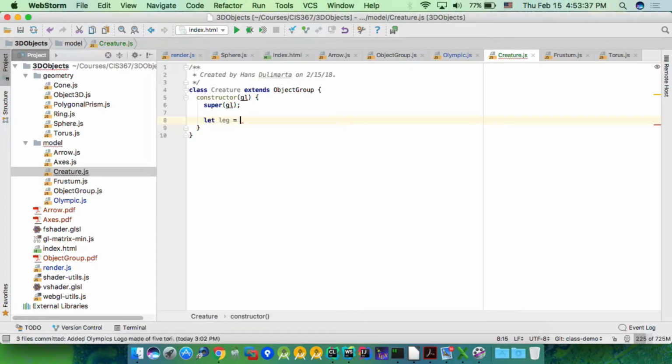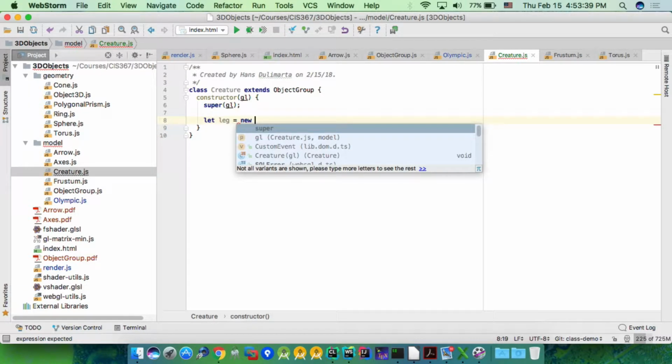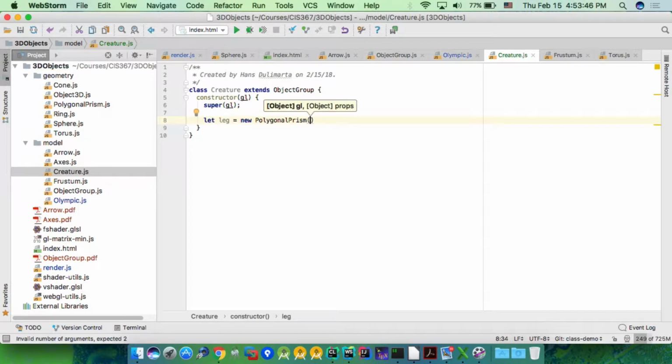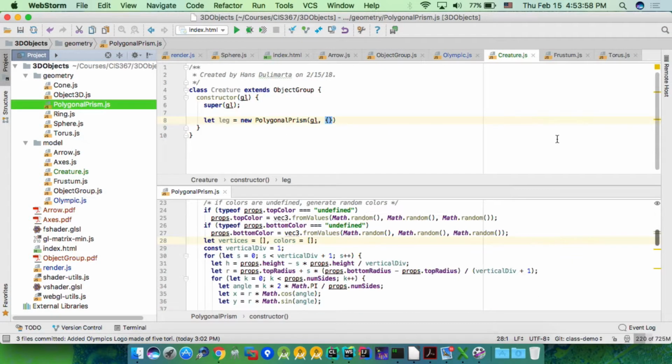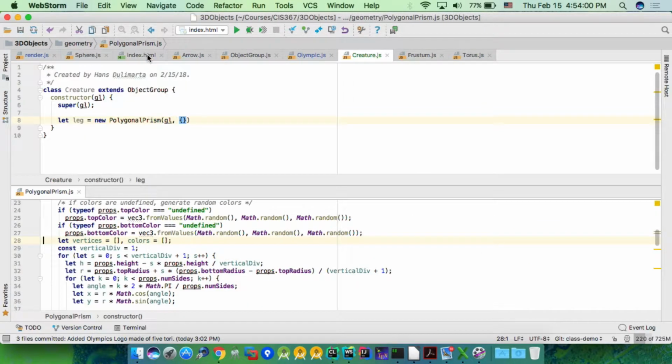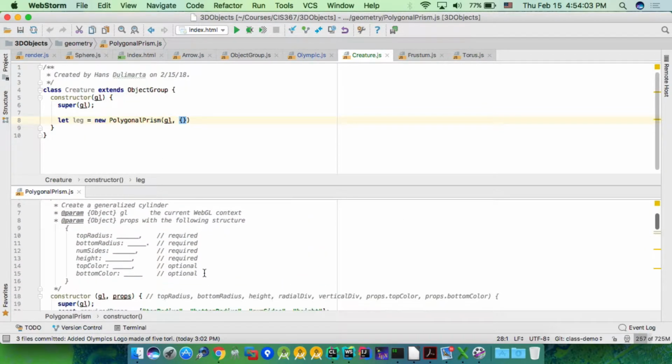Let's call it leg. And what class should I use for the leg? I don't have a cylinder, but I do have the polygonal prism, right? Just give it lots of sides. And what are the parameters? I don't remember. So let's take a look at the class, and I'm going to move it down so we can see both on the same screen. The required arguments will be top radius, bottom radius, and do we set the radius of the leg? We didn't.